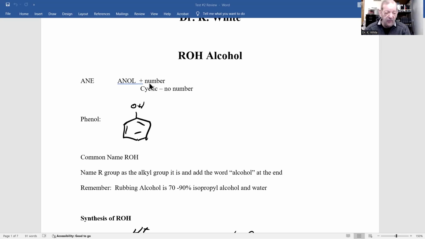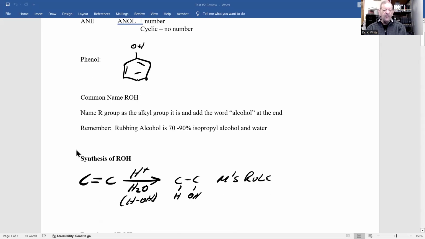Now, a special alcohol, where you should know that both the IUPAC and the common name are the same, is phenol. And that's a benzene ring with a hydroxyl group on it. Now, I talked about common names. And common names name the R group, the alkyl group that the hydroxyl group is attached to, and add the word alcohol.